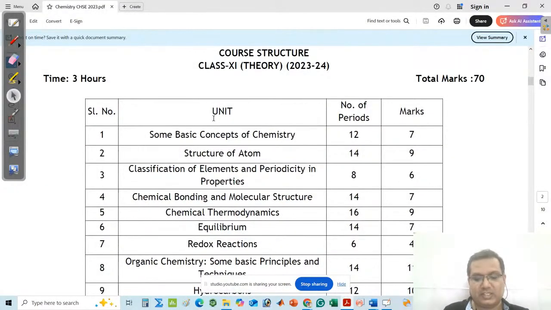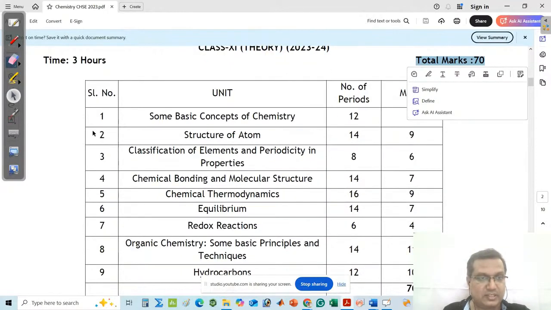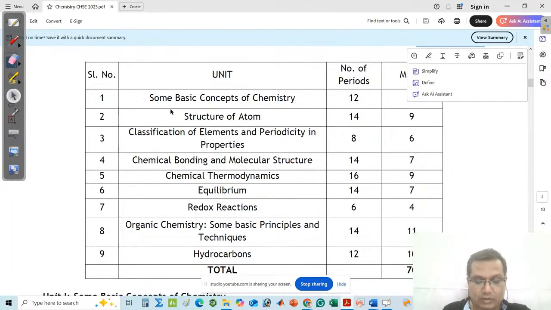The first year chemistry syllabus is designed for a total of 100 marks. Out of the 100 marks, 70 marks are for theory and 30 marks for practicals. The 70 marks are distributed across 9 units covering the core topics of the syllabus.